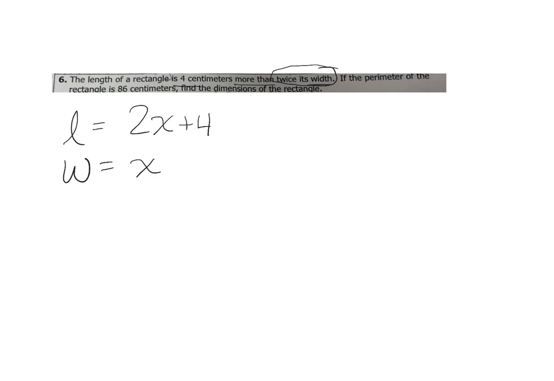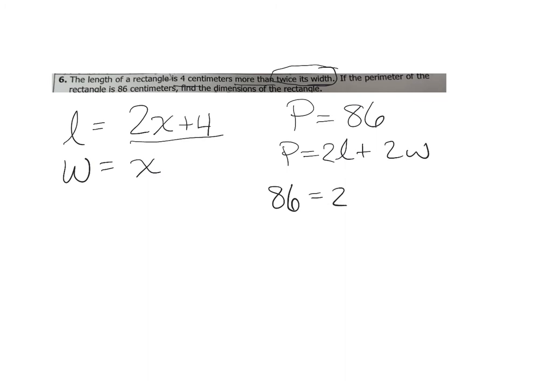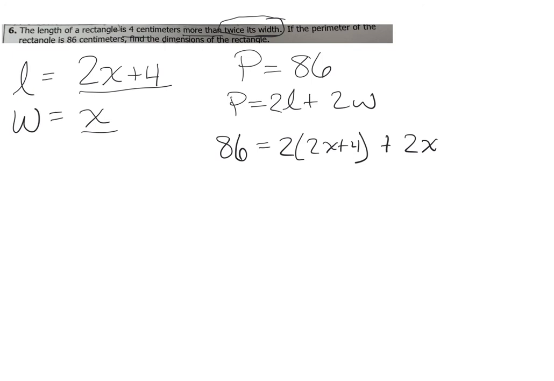The perimeter is 86. So we're still using that formula, perimeter equals 2 length plus 2 width. So we'll fill them in again. I have 86 equals 2, and then you fill in your length of 2x plus 4, plus 2 width, which is x. So solve just like the last problem. You distribute: 86 equals 4x plus 8.